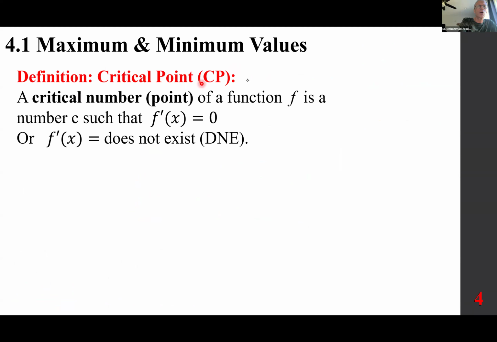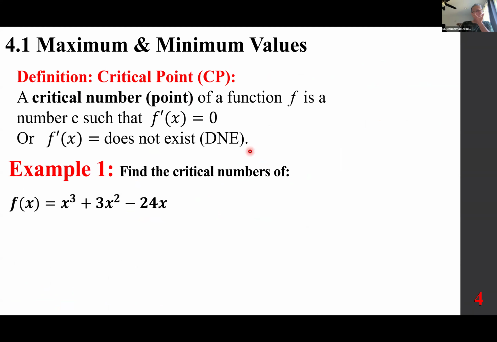Definition, critical point. A critical number of a function f is a number such that f prime is either 0 or f prime does not exist. So here's an example. We want to find the critical numbers for f of x equals x cubed plus 3x squared minus 24x.